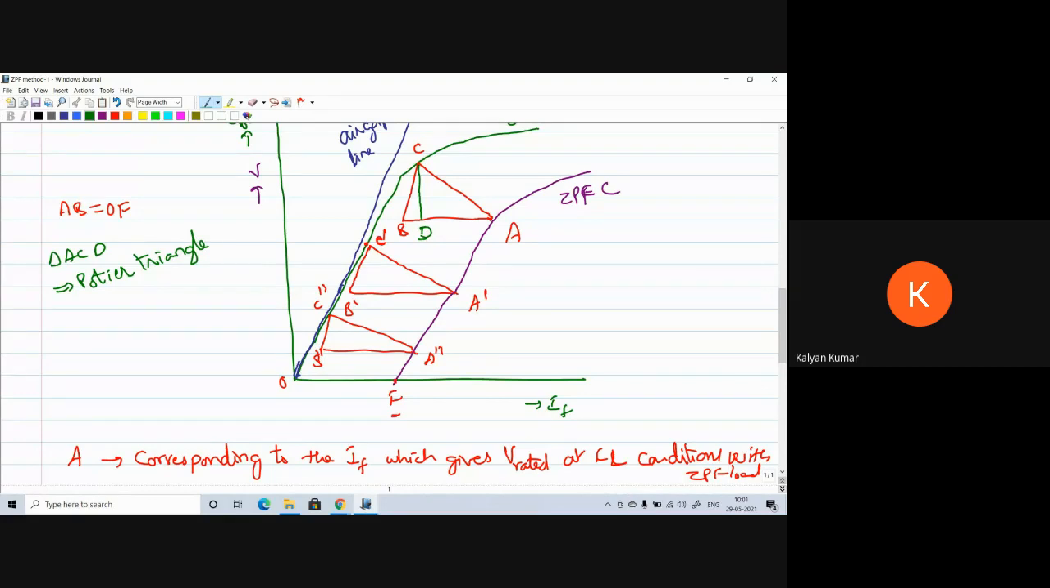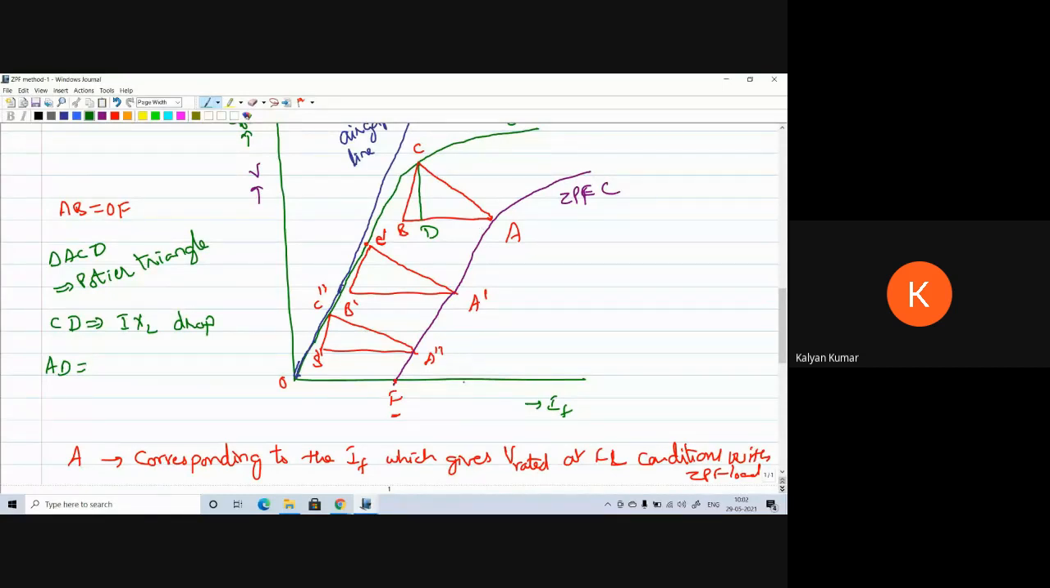So the triangle in this graph is ACD. The ACD triangle is called the Potier triangle. And the information that we are going to get from this triangle is the distance CD. The distance CD represents the leakage reactance drop, IXL drop. And the distance AD. So CD is parallel to V. So the CD value depends on the voltage.